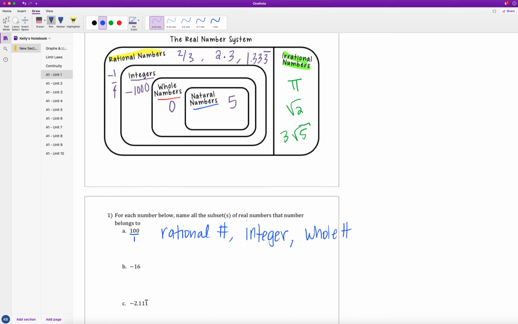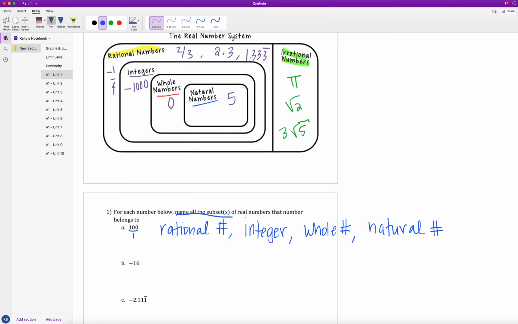And whole numbers, remember, start with 0 and do all the positives. And then the next thing would be, is it a natural number? Yes, it is also a natural number since it is bigger than 0 and is a counting number. So 100 is all 4 of these: a rational number, an integer, a whole number, and a natural number. When they say name all the subsets of the real numbers that it belongs to, I might have up to 4 that something could belong to. And in this case, 100 is all 4 of those. You'll notice the only thing it is not is irrational, because remember, we cannot be rational and irrational at the same time.